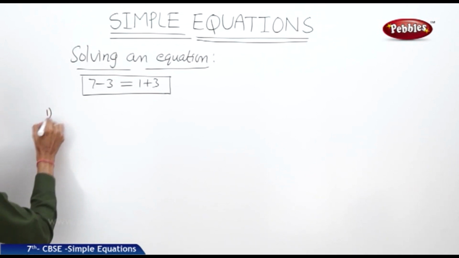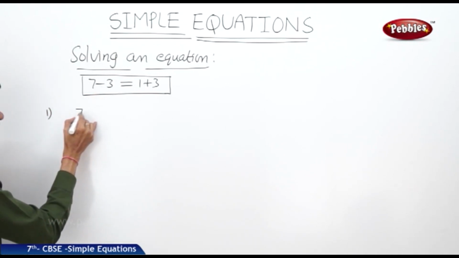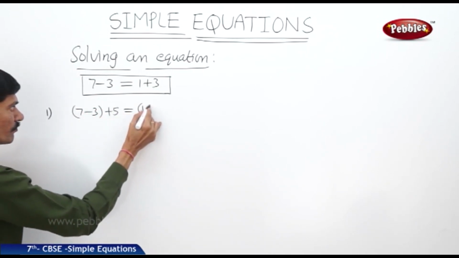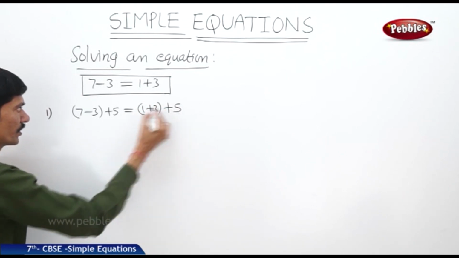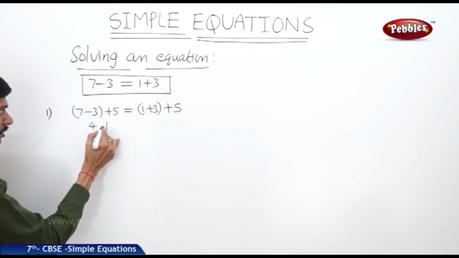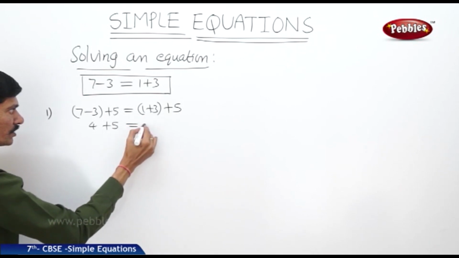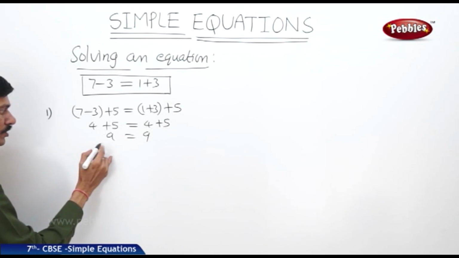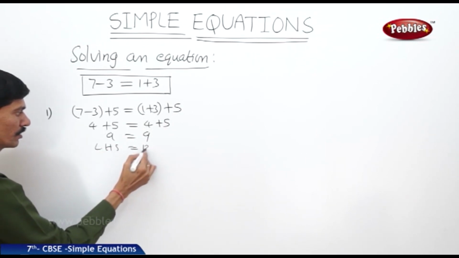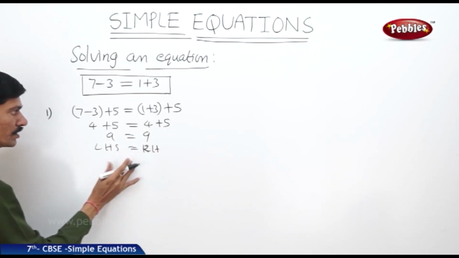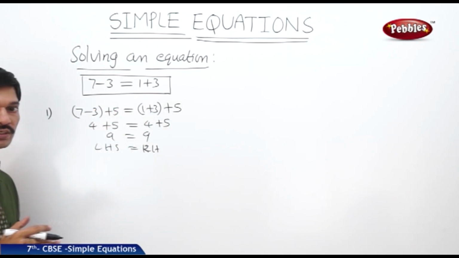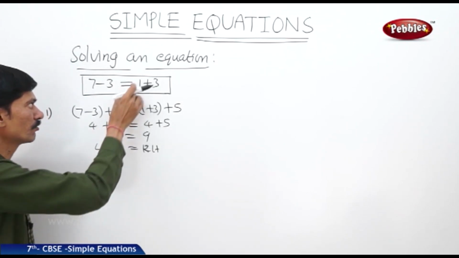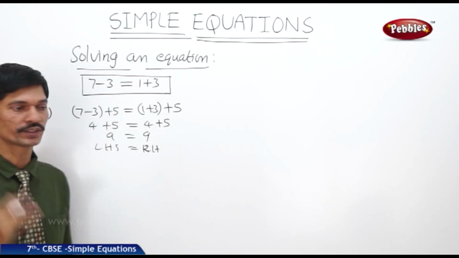So that is the first condition. If you add the same number, like 7 minus 3 plus 5 equals 1 plus 3 plus 5. So 7 minus 3 is 4 plus 5 equals 1 plus 3 is 4 plus 5. So 9 equals 9. So both LHS and RHS are equal. So by adding the same number to both sides of the equation, the equality remains the same. So still the equality holds. So it does not change.